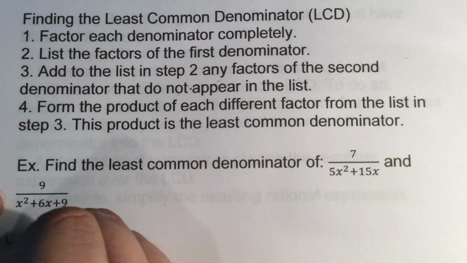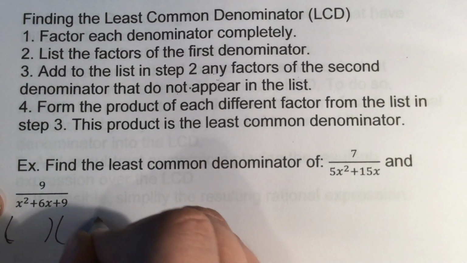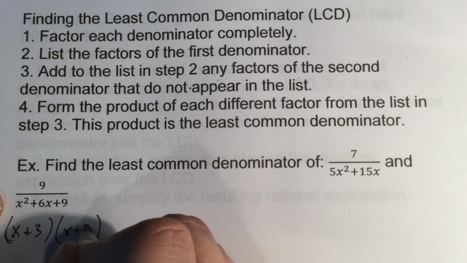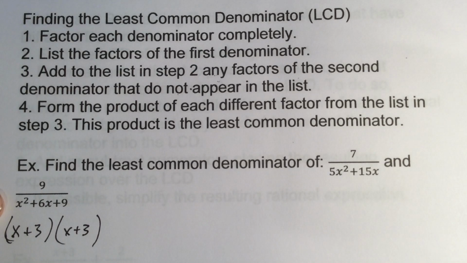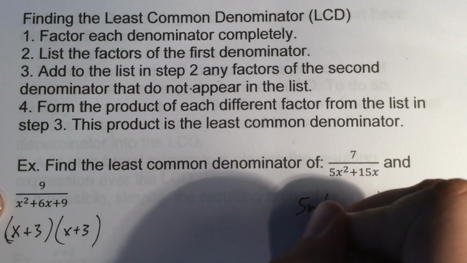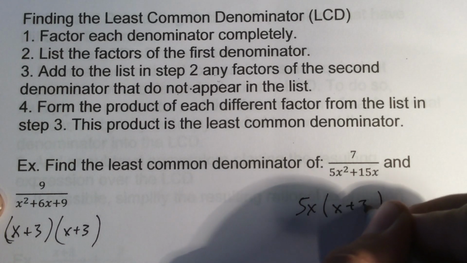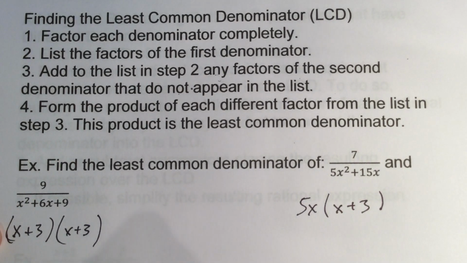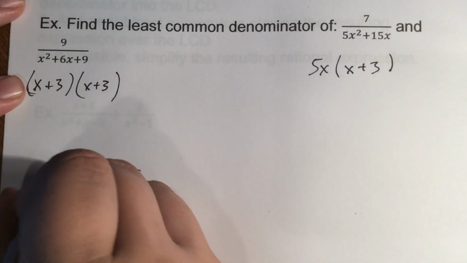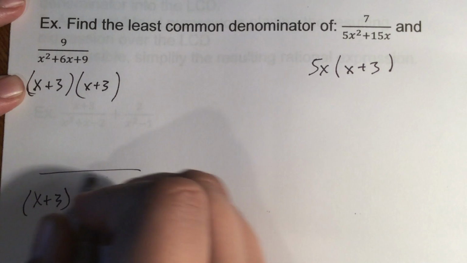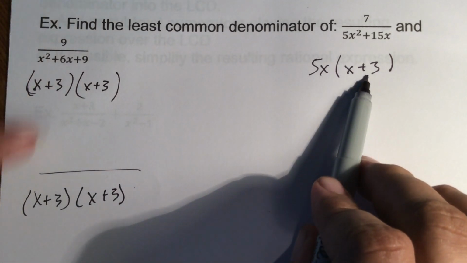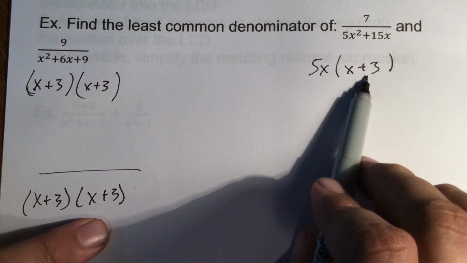So if I factor this one, this would go to x plus 3, x plus 3. This one here, I would be able to pull out a 5x, and we'd be left with x plus 3. So for a common denominator, we have x plus 3 and x plus 3, which they both have an x plus 3, and then this one has an extra one, so that's why we write it twice.